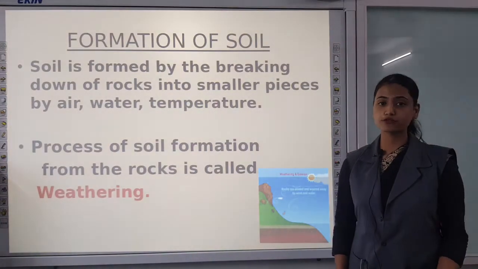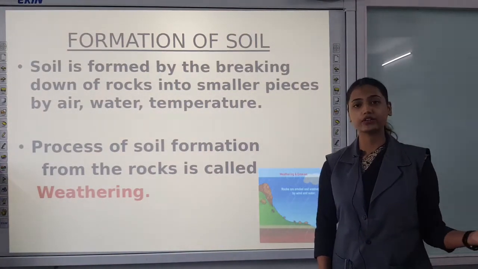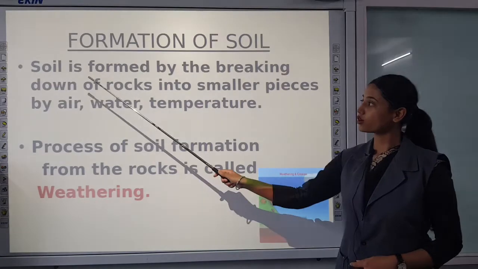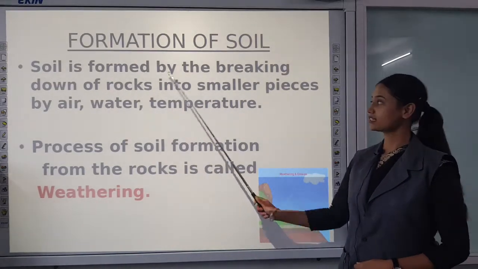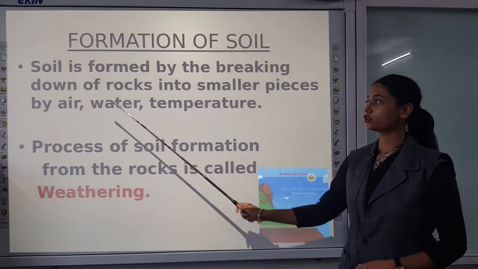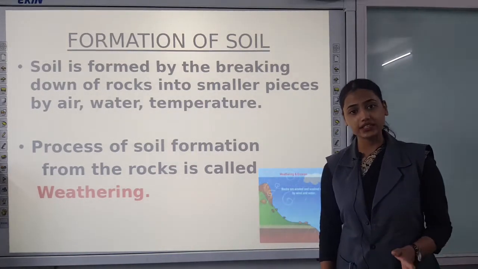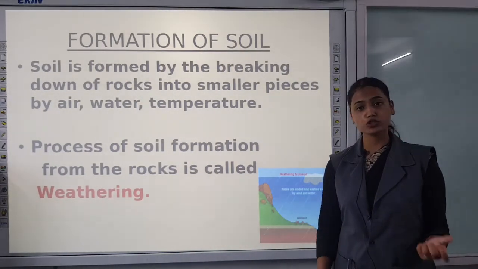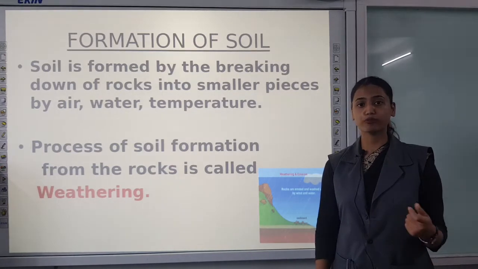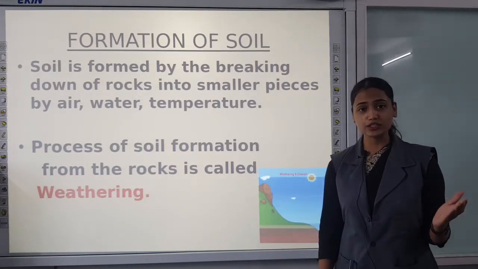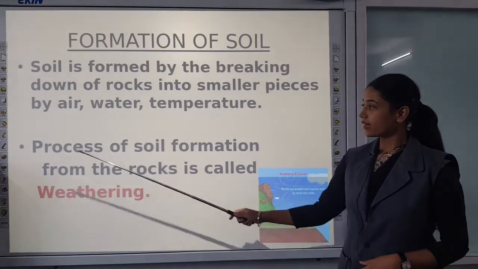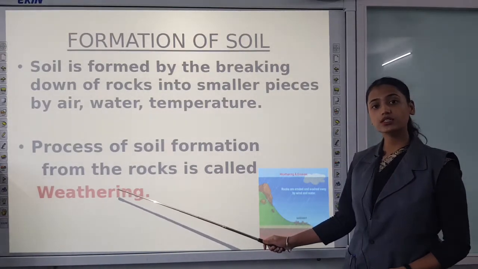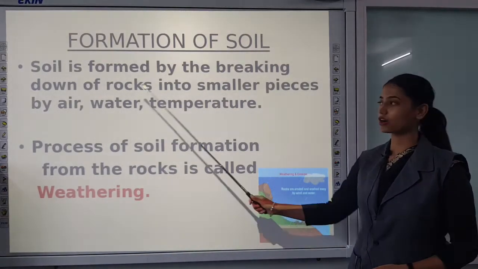Now, how is soil formed? Do we manufacture it in any factory or any industry? No, we get it from the earth only. So, how is soil formed? Soil is formed by the breaking down of rocks into smaller pieces by air, water, temperature. Many agents are involved in breaking down of rocks. And the type of soil depends on the type of parent rock, because ultimately we are getting soil from the rocks only. This process of soil formation from the rocks is called weathering. Weathering is the formation of soil by breaking down of rocks.